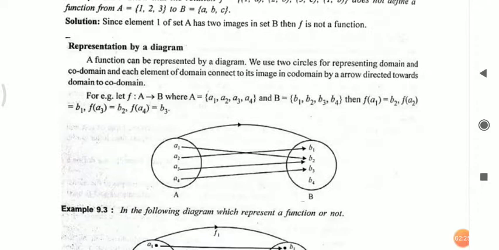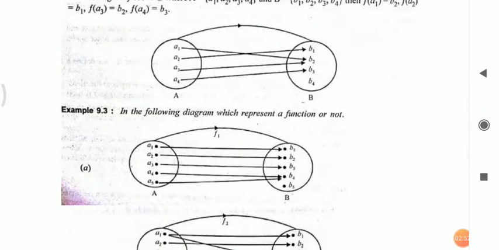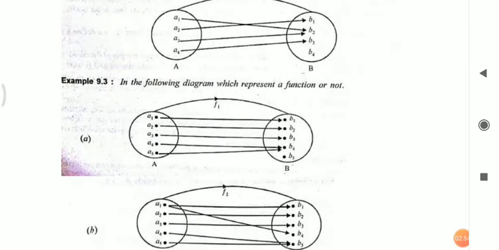We are saying that if the domain set is A = {a1, a2, a3, a4} and the codomain is B = {b1, b2, b3, b4}, then we can say that if a function is defined from A to B, each element of set A is related to some element in B and each element of A has a unique image in B. So we have some examples of whether they are a function or not.